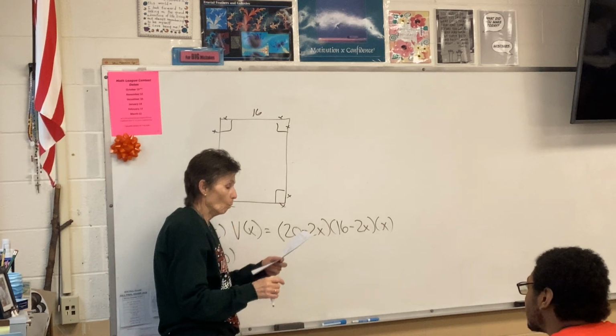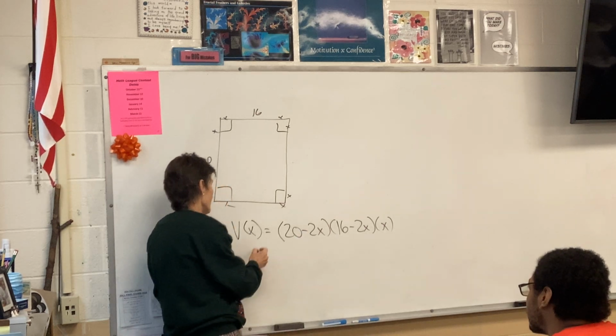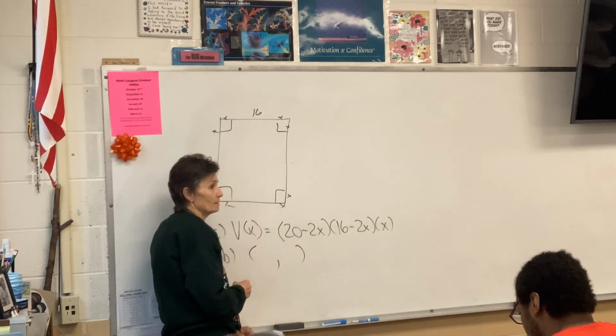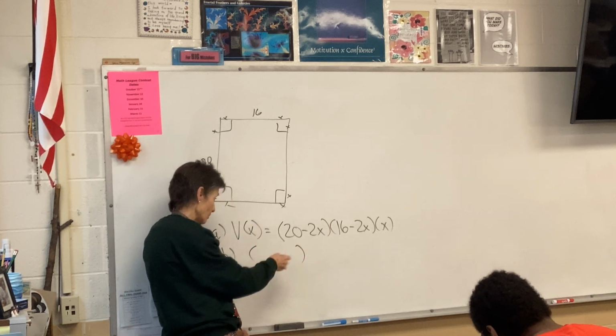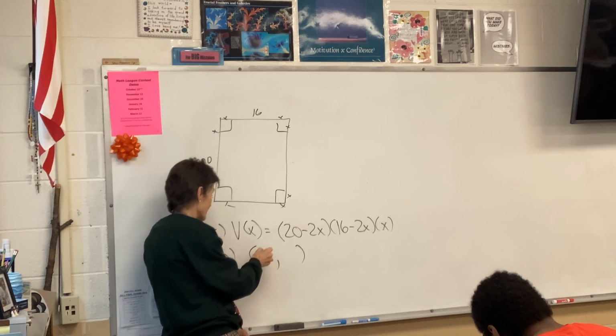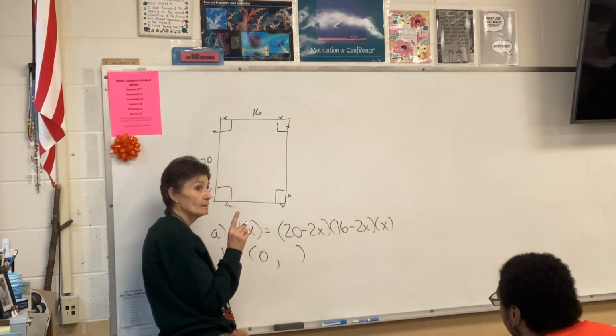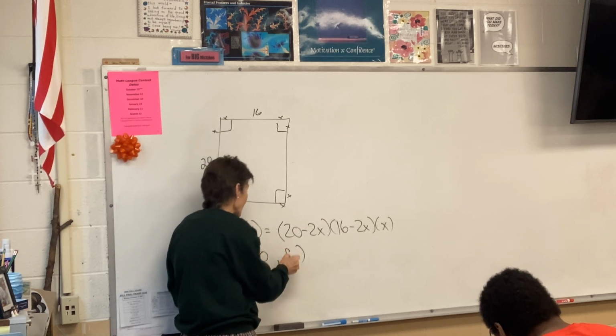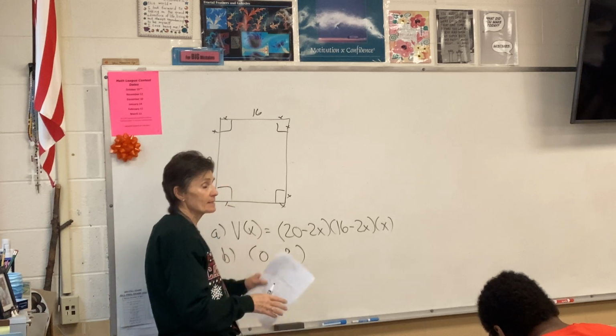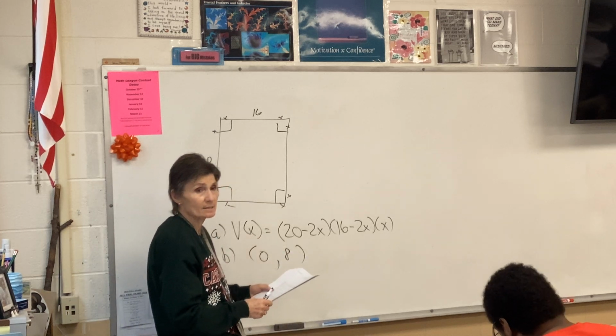B. What is the domain? The domain is an interval. 0 to what? 8. 0 to 8. And how did we get 8? It's half the smallest dimension.